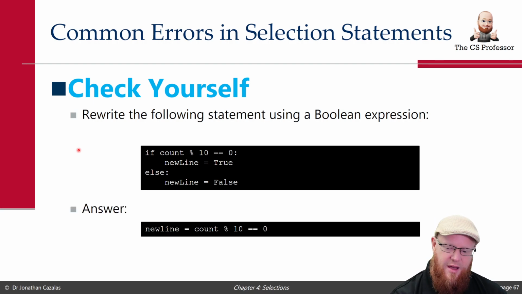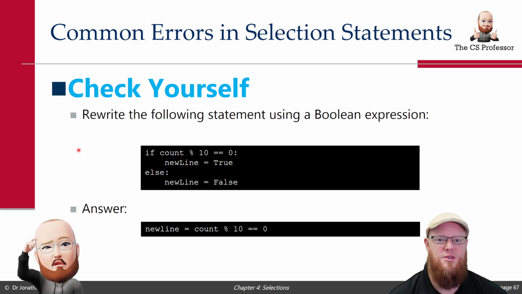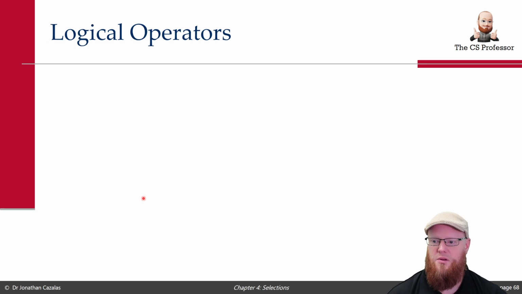This one, to be very honest, I felt this way when I was a new student, like, what's going on here? How is that working? It makes no sense. Well, it does. When you realize this is an assignment, we bring our eyes to the right, we realize that this is a Boolean expression, it evaluates to true or false, and we save that into the variable new line.